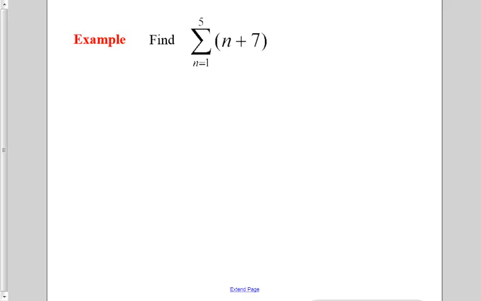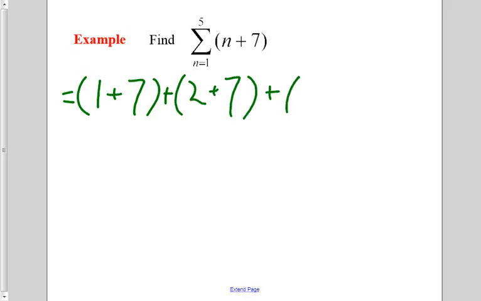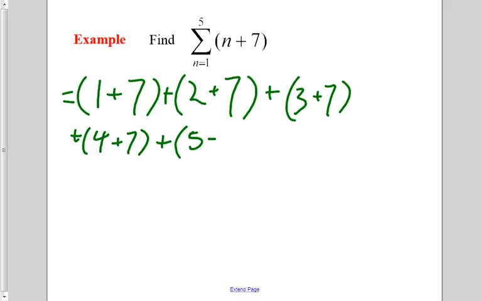Now this might be a little new to us. So now we're taking the sum from when n equals 1 to 5 of our function here, n plus 7. So this equals when n equals 1, 1 plus 7, plus when n equals 2, 2 plus 7, plus when n equals 3, 3 plus 7, plus when n equals 4, 4 plus 7, finally adding on when n is equal to 5, 5 plus 7. And if we add all these terms together, that would equal 50.